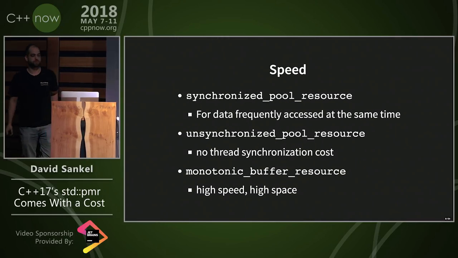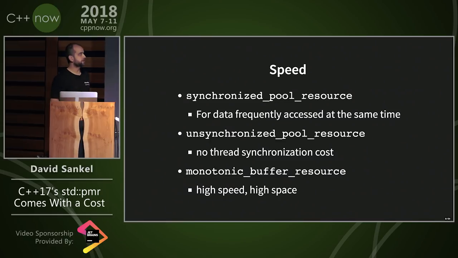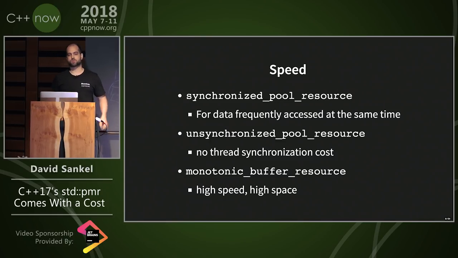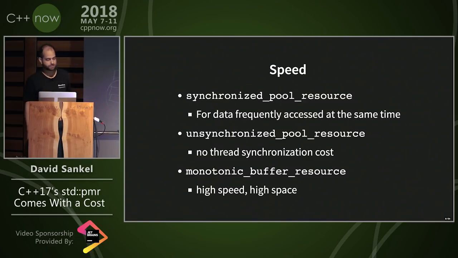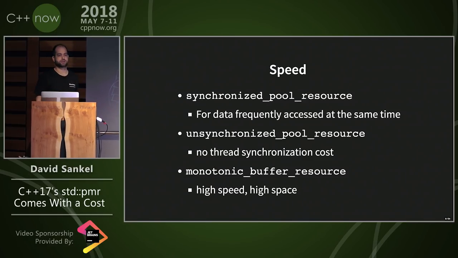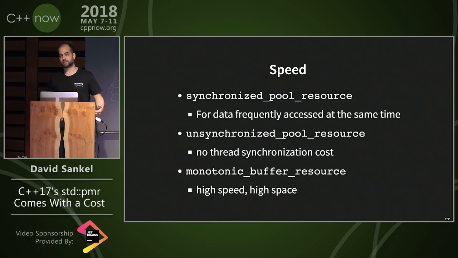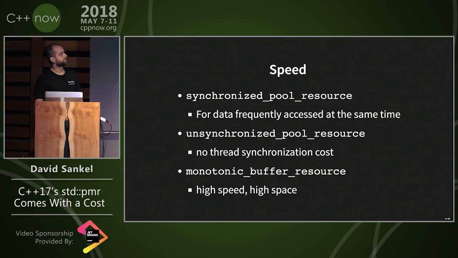So when we talk about speed, these are the three memory resources that are provided in the C++17 standard library. And as I mentioned before, these are not implemented in any of the standard library vendors, well, at least Clang and GCC. I don't know about Visual C++. But they're going to be there. And the first one is called synchronized_pool_resource.